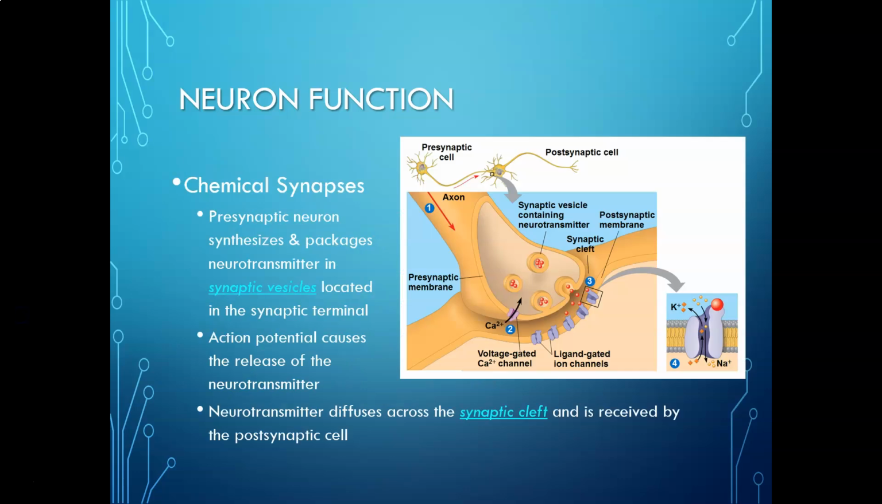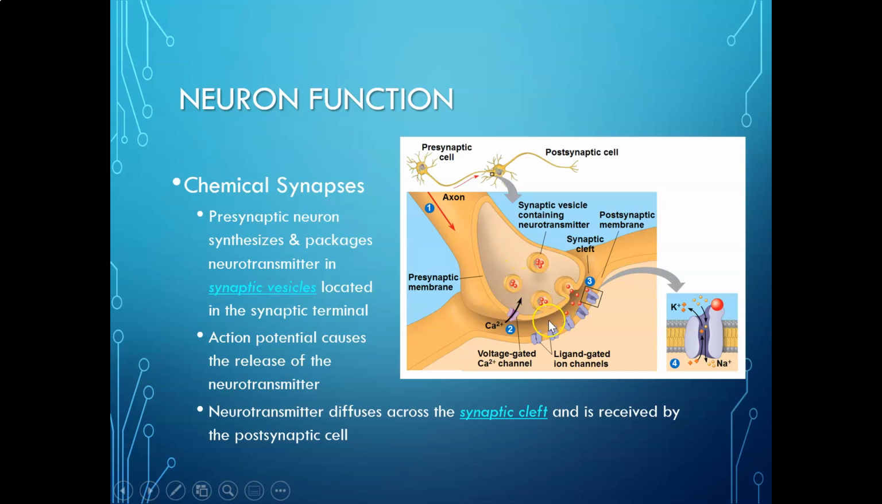When we look at chemical synapses, here's the axon of the presynaptic cell. This is the one the action potential has just moved down, and we're now at the synaptic terminal. Here is your postsynaptic cell. This could be another neuron, a muscle cell, or a gland, but it's some sort of effector cell. As the action potential moves down that axon, your cells have produced synaptic vesicles containing neurotransmitters. That action potential will cause those neurotransmitters to get released.